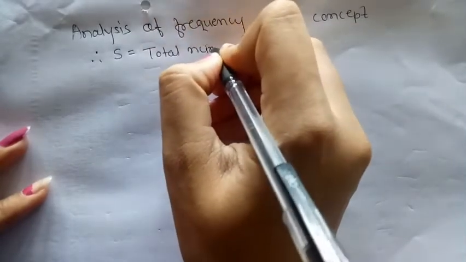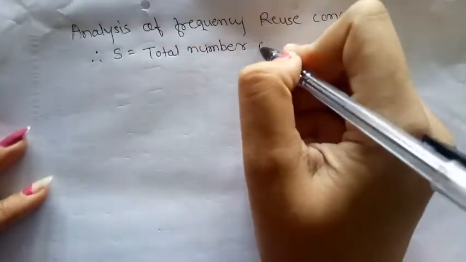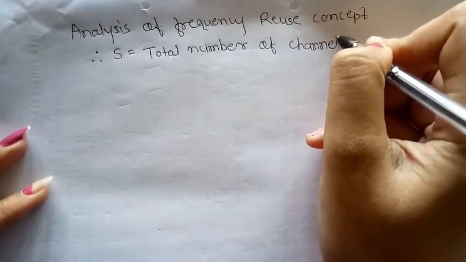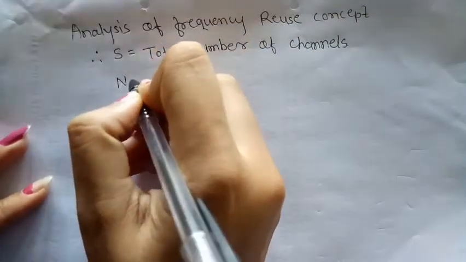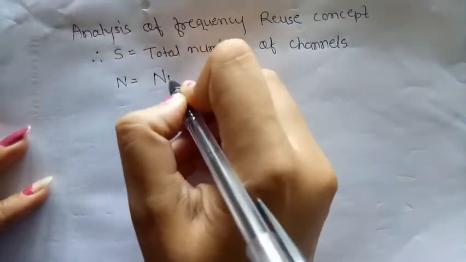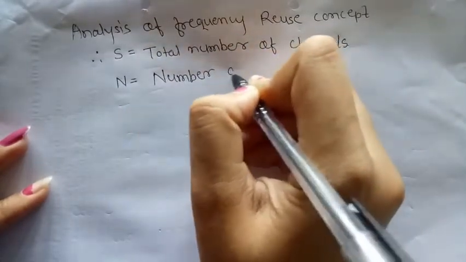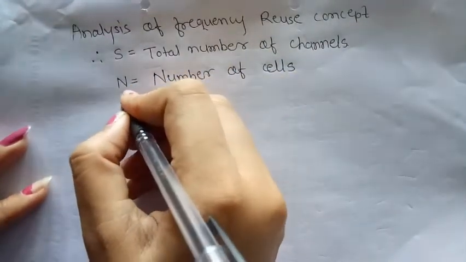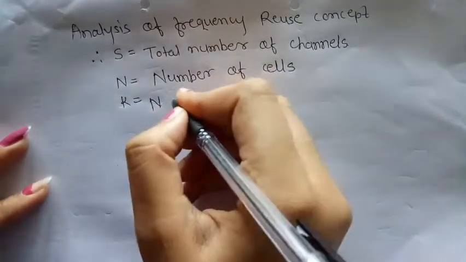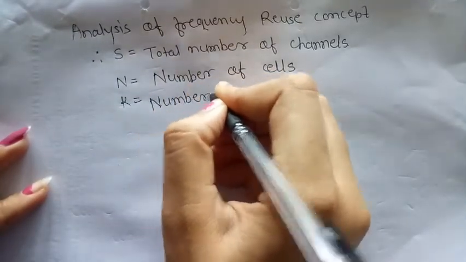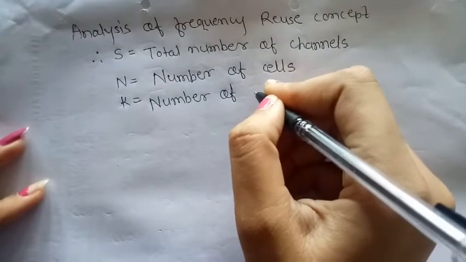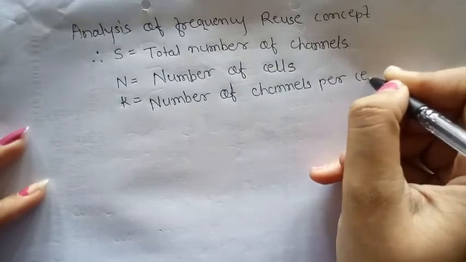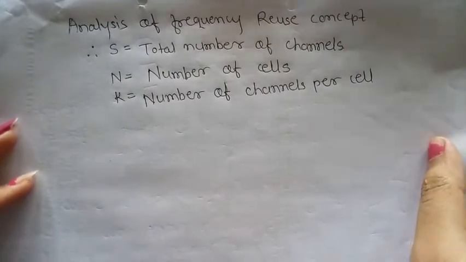total number of channels. Capital N is equal to number of cells, and after that capital K is equal to number of channels per cell. These are the different terms.